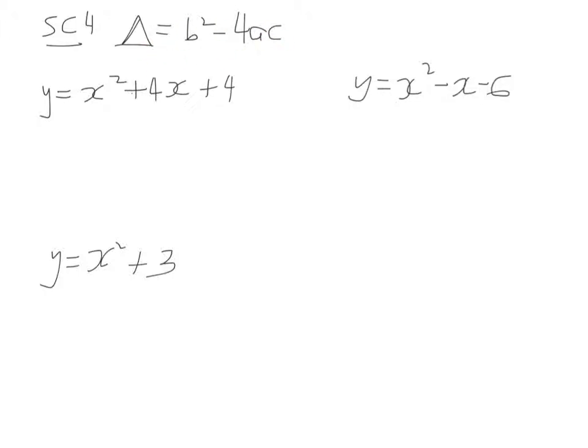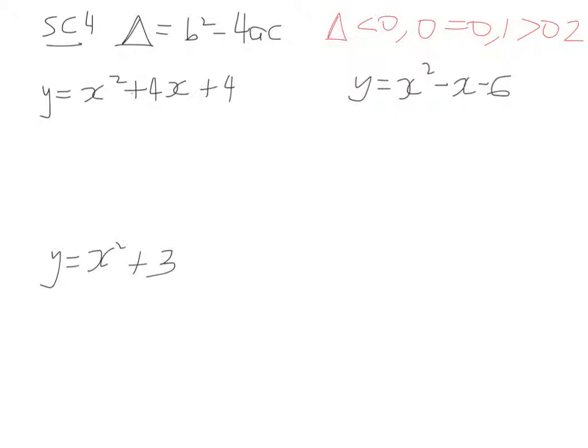So basically, we should know that if the discriminant is less than 0, we have no solutions. If it is equal to 0, we have one solution, and if it is greater than 0, we have two solutions. So that's what we're interested in here. So let's have a look at this.